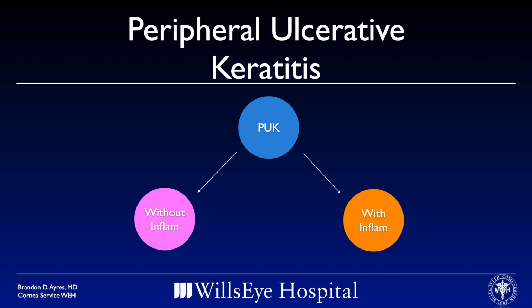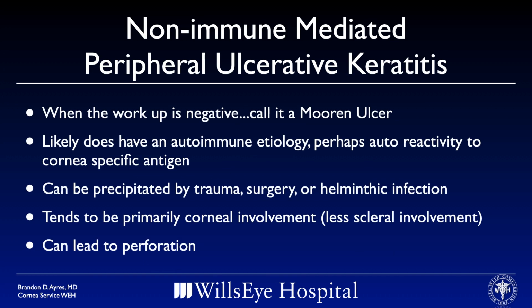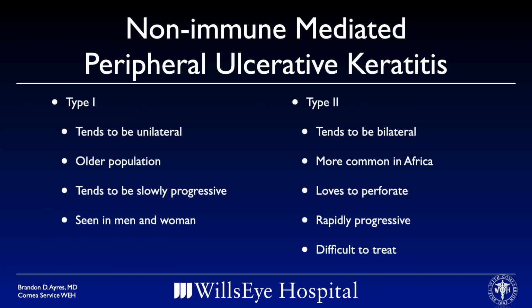Now, PUK without inflammation is its own deal. When you do your workup and it comes back negative and we don't see an inflammatory condition, we call it a Mooren's ulcer. There probably is some kind of autoimmune etiology. We just don't know what it is. And this can be precipitated by things like surgery, trauma. There are reports of helminthic infection setting off a Mooren's ulcer. This tends to be primarily corneal involvement. There's a little less sclera in these patients, but they can still perforate and they can be just as challenging, if not more challenging, than your more traditional PUK.